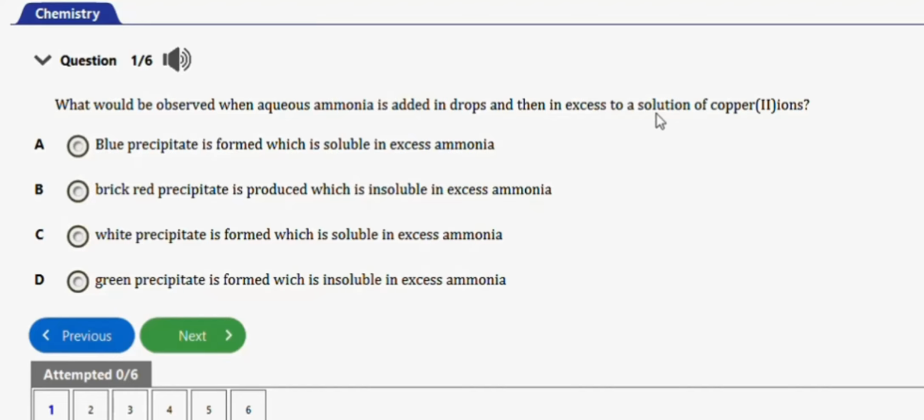The first question I have here says, what would be observed when aqueous ammonia is added in drops and then in excess to a solution of copper 2 ion? So we have option A, blue precipitate is formed which is soluble in excess ammonia. Yes, guys, this is the right answer to this question.